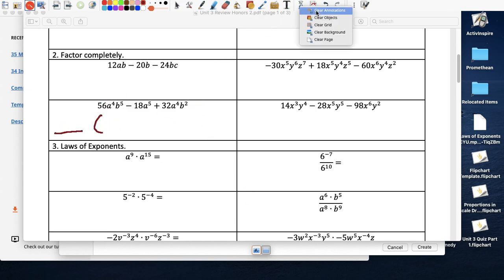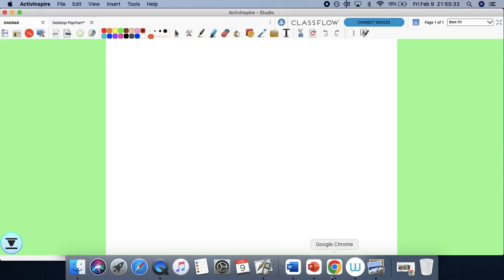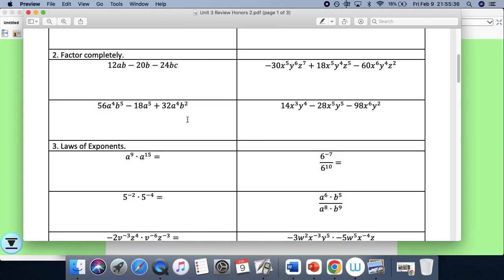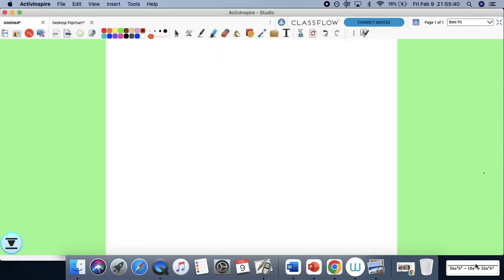Actually, these two I'll do a different method. So 56. I need some room, so let me take this one. Hold on a second. I'm going to take this one so I can have more room. I'll put it over here.